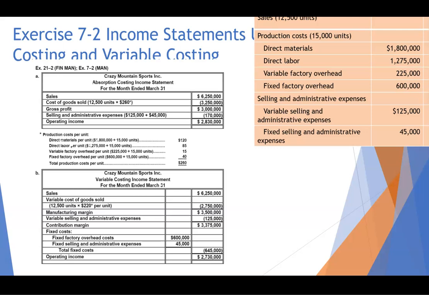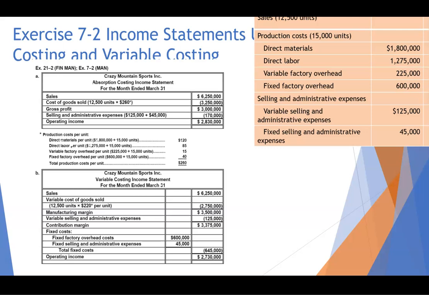Remember, absorption, all costs stay with the inventory until they're sold. So under absorption, our cost of goods sold are going to include our direct materials, our direct labor, both our variable and our fixed overhead. So that's $260 per unit. Since we sold 12,500 units, our cost of goods sold here is $3,250,000, which gives us operating income here of $2,830,000.